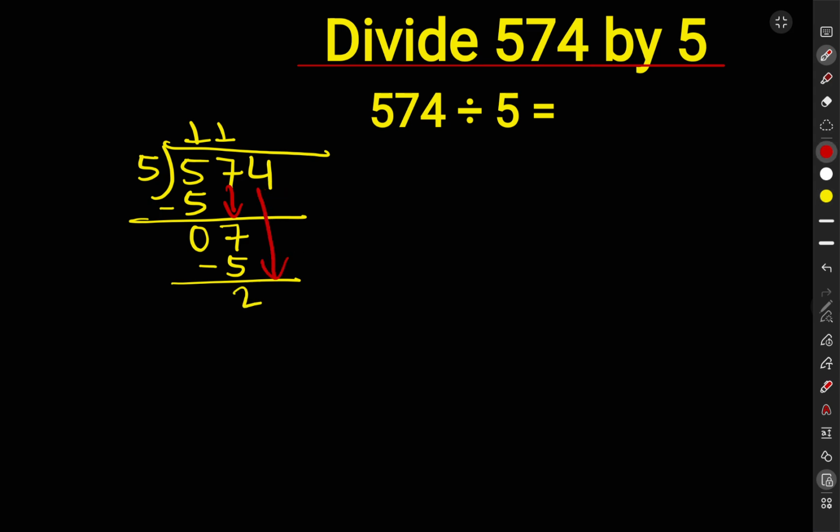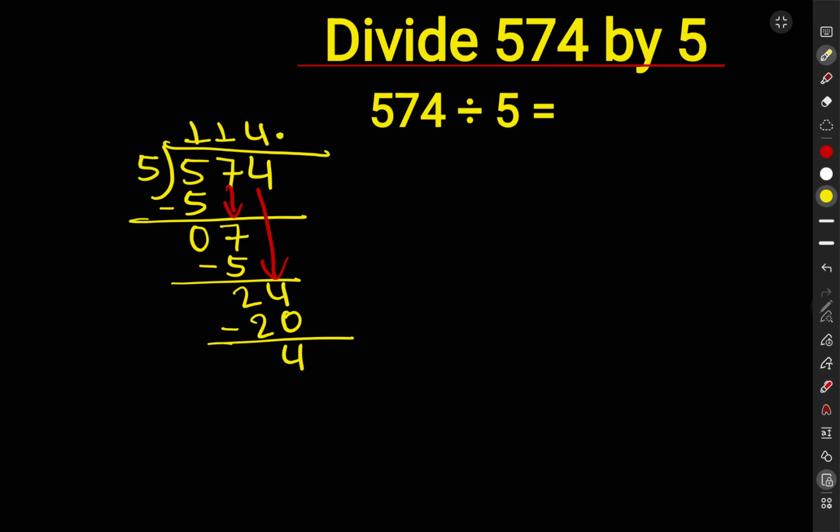So again we put down this 4 and it is 24. 5 times 4 is 20. On subtracting, we get 4. So now we have no other number to put down.